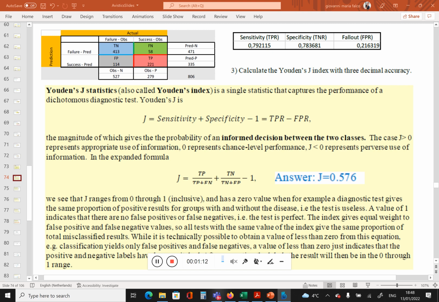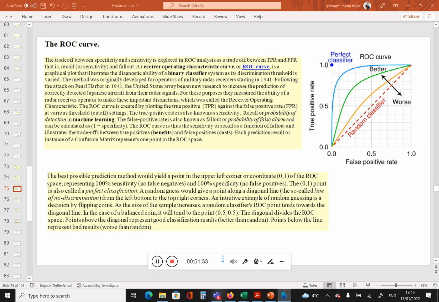Now, in the following exercise, we want to explore this trade-off between benefits and costs, this trade-off between true positive rate and false positive rate, more systematically. For that we introduce the so-called ROC curve. In ROC analysis you investigate the trade-off between true positive rate and false positive rate, or let's say between the sensitivity and the fallout.